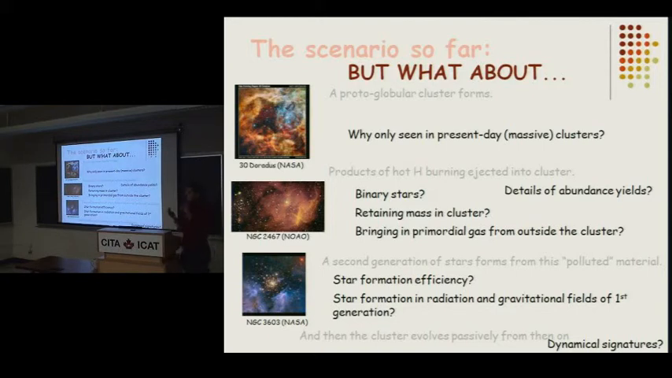We have to retain all this mass in the cluster, all this gas in the cluster. And so some people have invoked things like primordial dark matter halos for globular clusters to hold stuff in. That makes some people happy and some people very unhappy. We'll argue about that later. I said that we had to bring in primordial gas and other things. Well, how do we do that? I'm not sure I understood the argument for why.